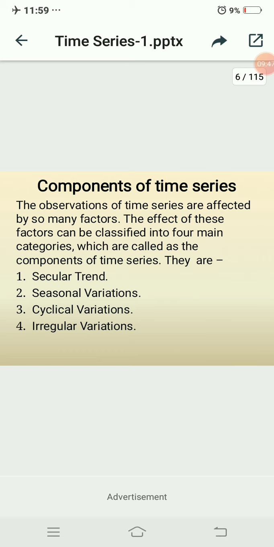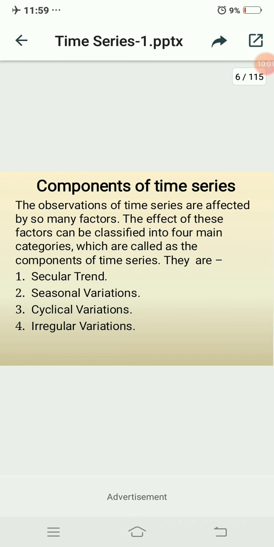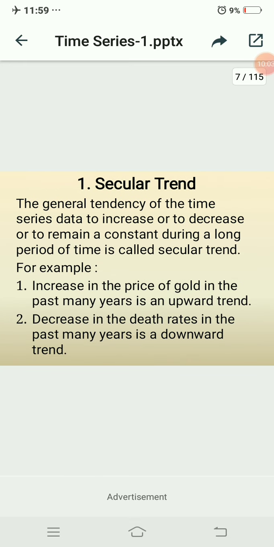Here, the general tendency of the time series data to increase, to decrease, or to remain constant during a long period of time is called secular trend. For example, you need to consider the gold rate. Okay, the increase in the price of gold in the past many years is an upward trend. Okay, you have to consider the gold rate, it is always in an increasing mode, not a decreasing one.